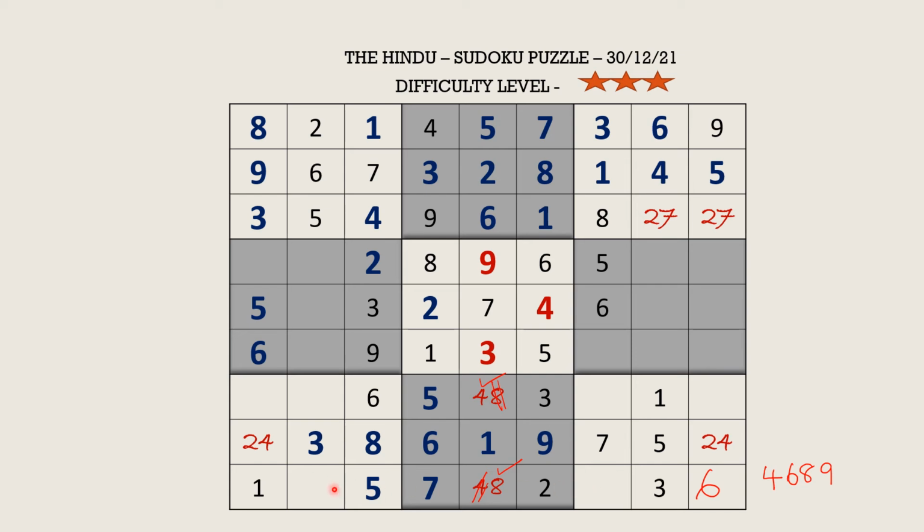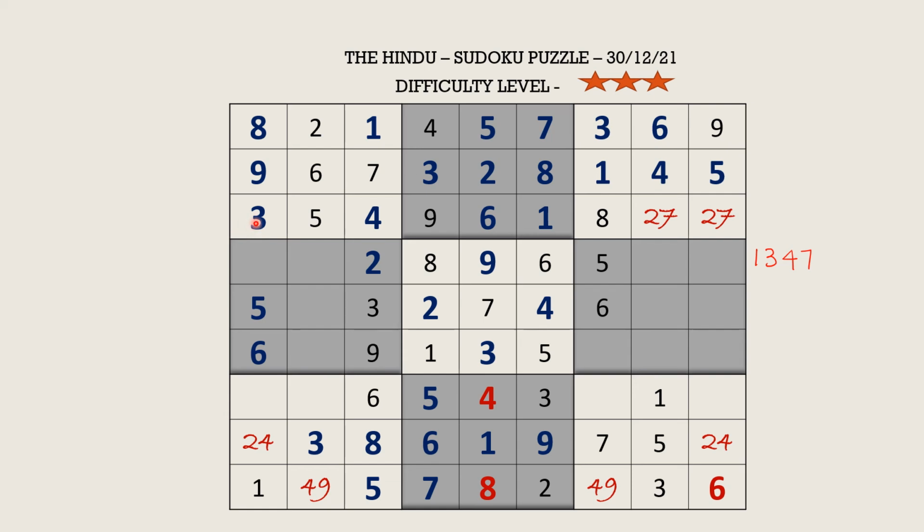Okay, let's mark it as a pair here as of now. Now let's try to fill this row. In this row there are 4 empty cells and the missing numbers are 1, 3, 4 and 7.